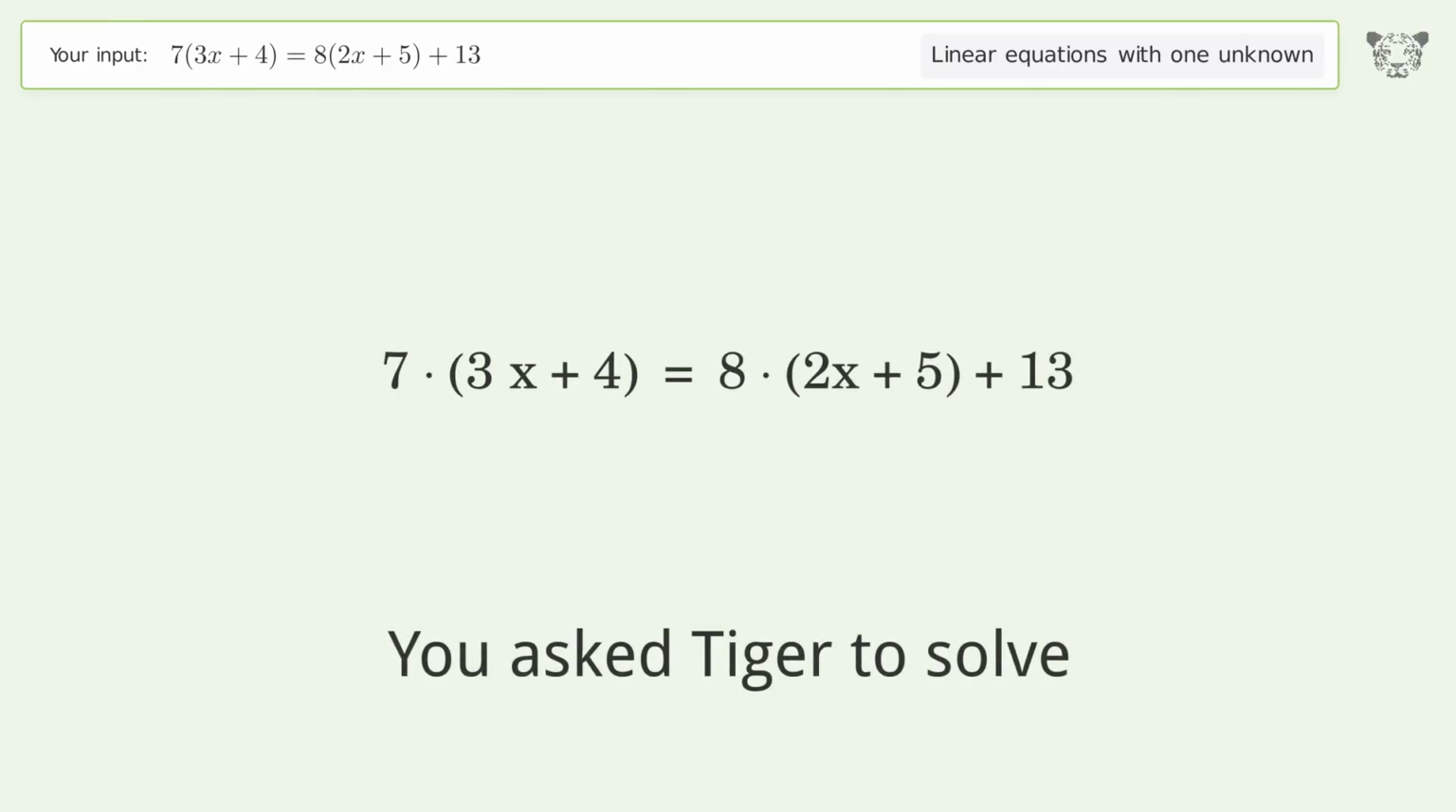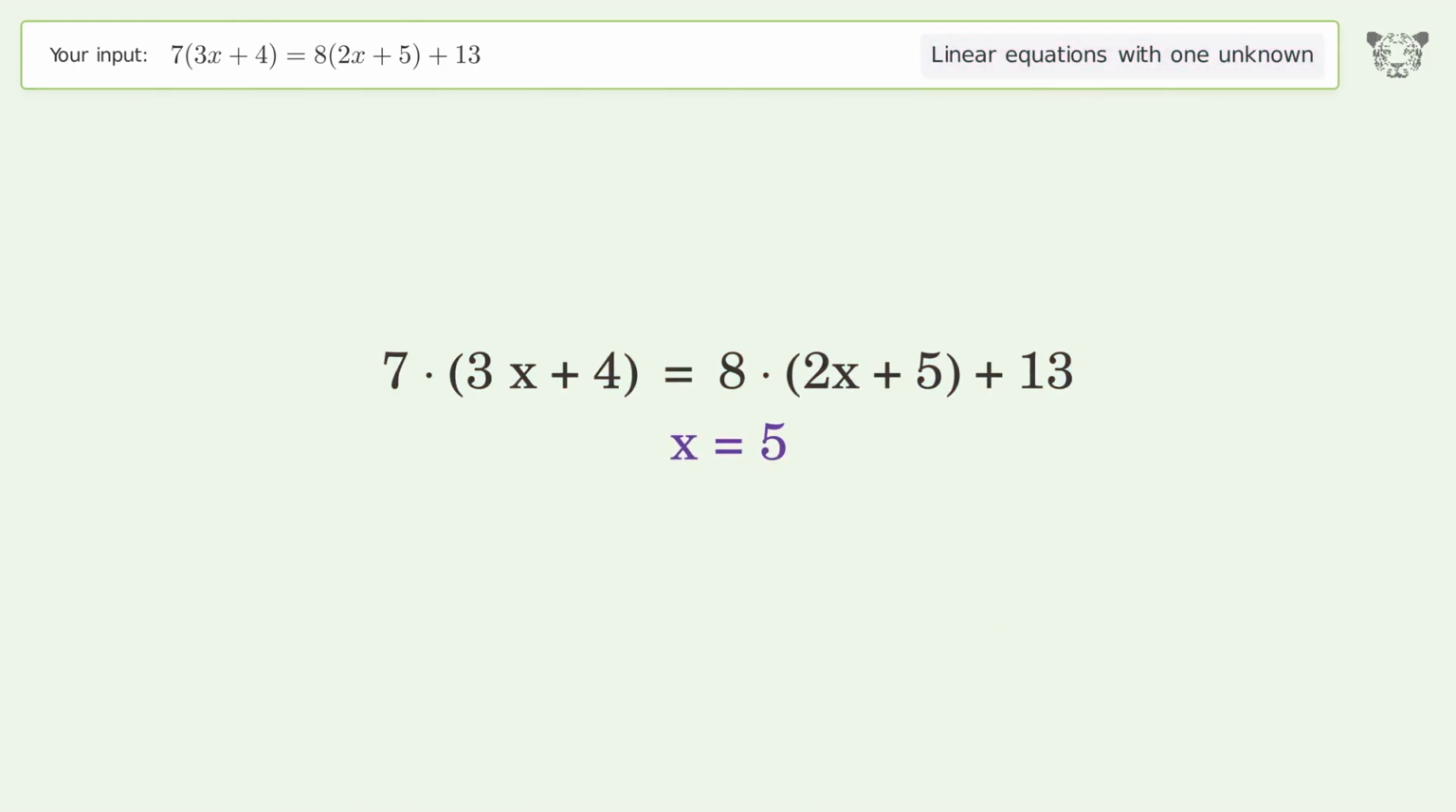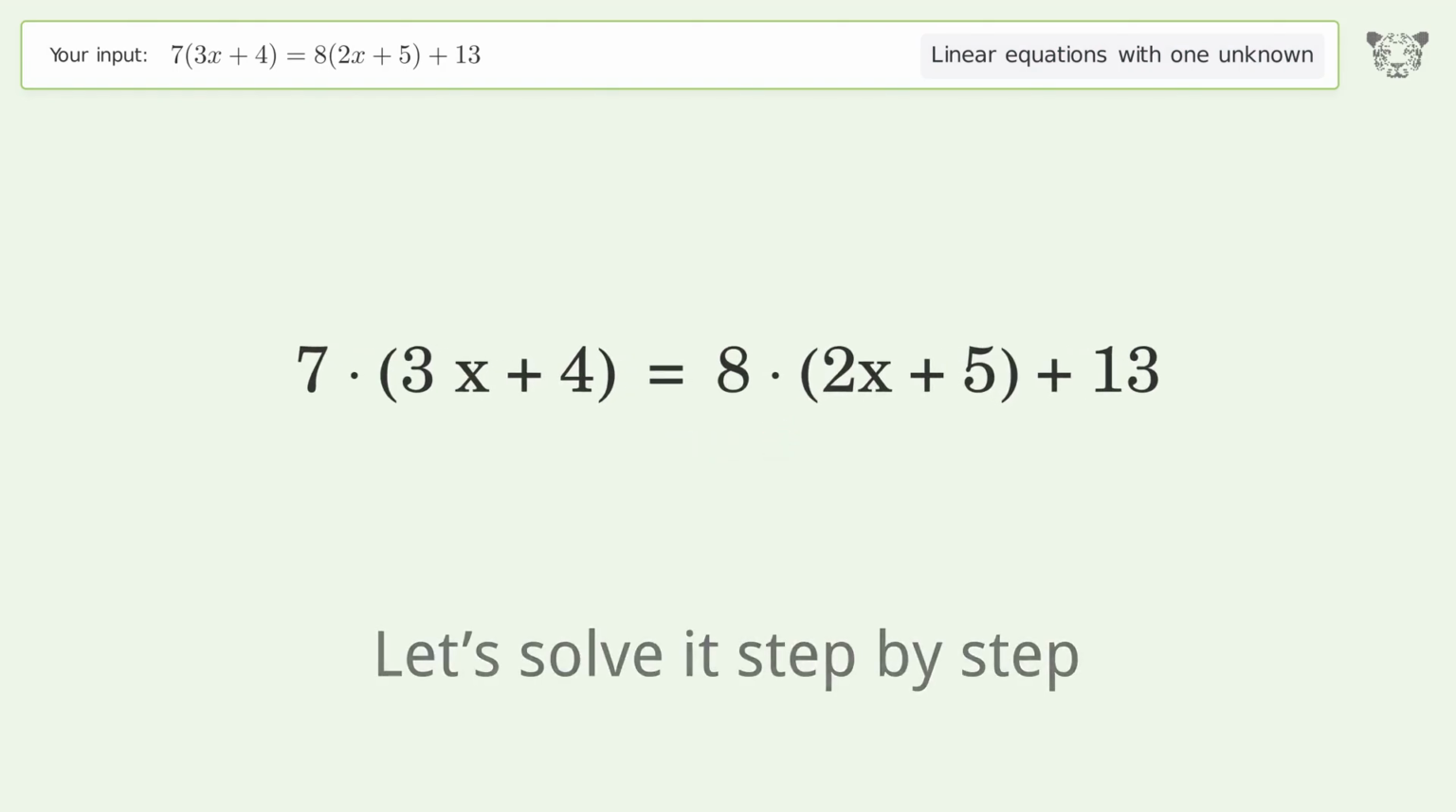You ask Tiger to solve this. This deals with linear equations with one unknown. The final result is x equals 5. Let's solve it step by step.